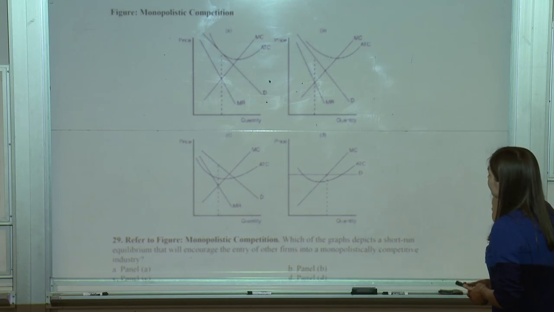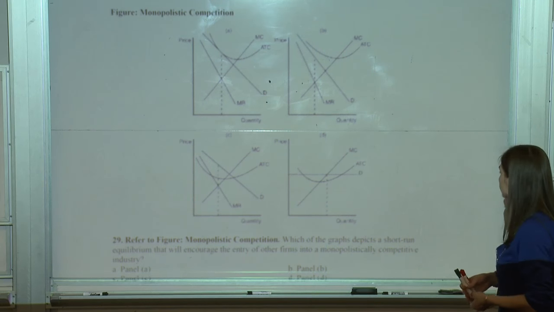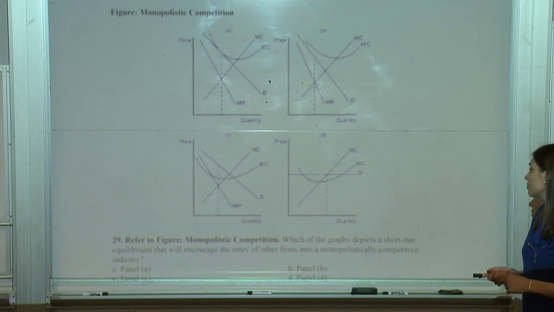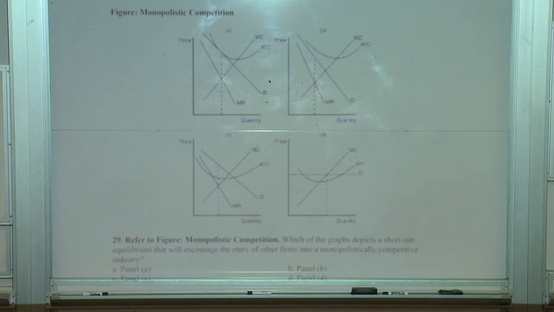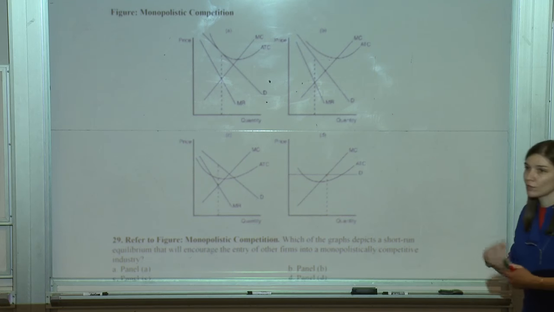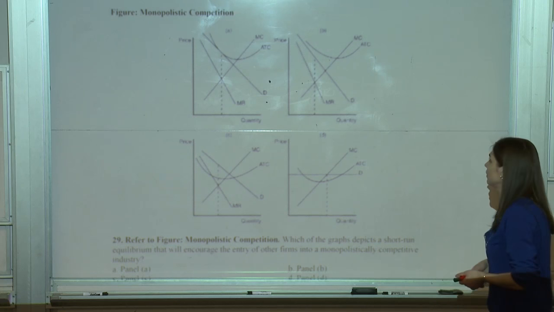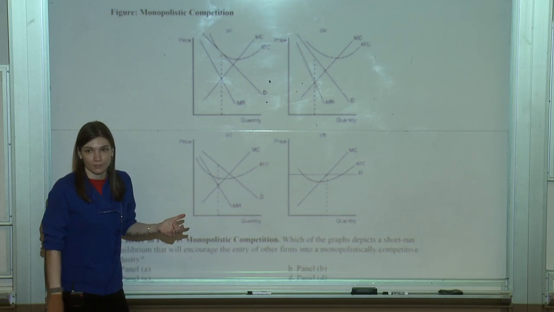All right. So we have 4 different graphs. Which of those depicts a short-run equilibrium that will encourage entry of other firms into a monopolistically competitive industry? Okay. So monopolistic competition, what needs to be true in the short run in order to encourage entry? Profit. All right. So we know in the short run they behave as a monopolist, right?